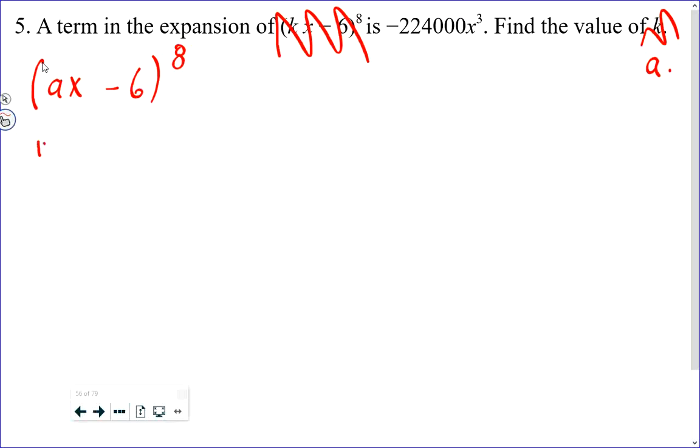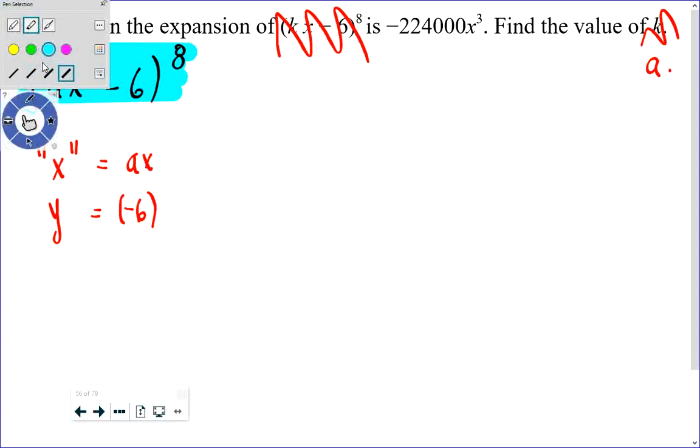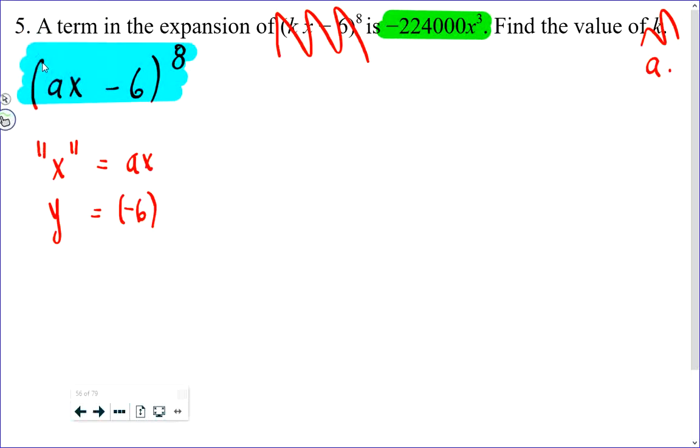Let's write down what we know. We know that x is actually ax and y is actually negative 6. I'm sorry, I didn't even read the question for you. When you expand this out, one of the terms is going to give us negative 224,000 x cubed. And the question is, what is the value of a in this original binomial so you would get that as a term?